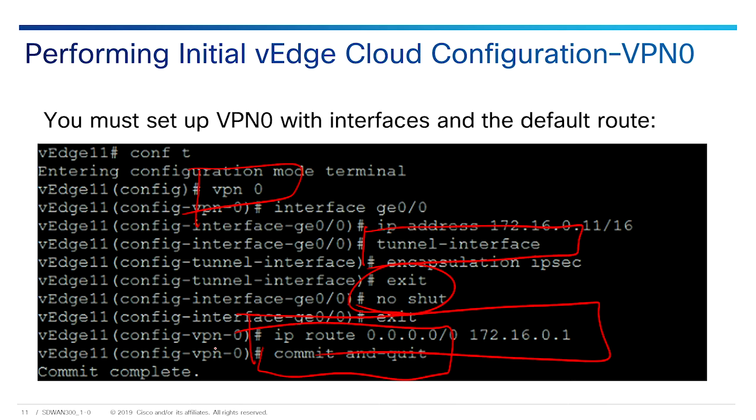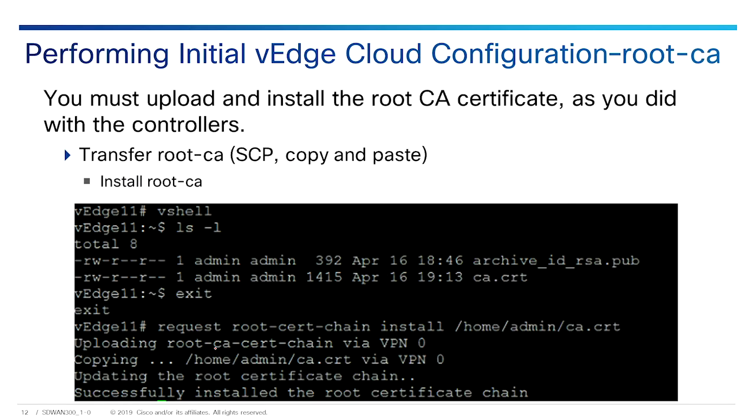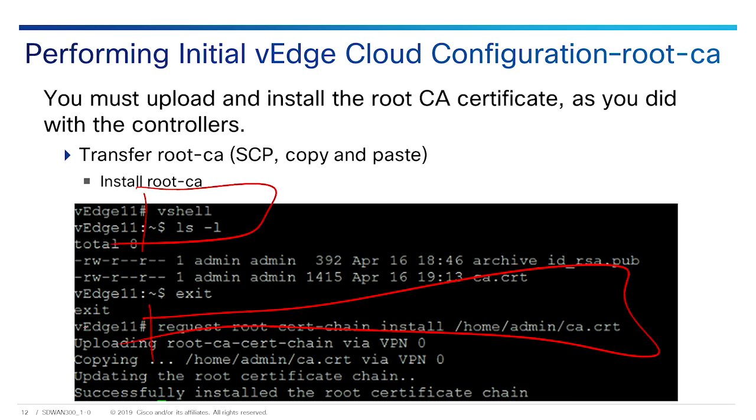If you try to exit without committing, it will give you a message saying, hey, there's unsaved changes, do you want to discard them? So that you will be warned before abandoning those changes. Okay? And again, same thing as before. If we've got a local certificate authority, we'll go into vShell and upload the cert chain.